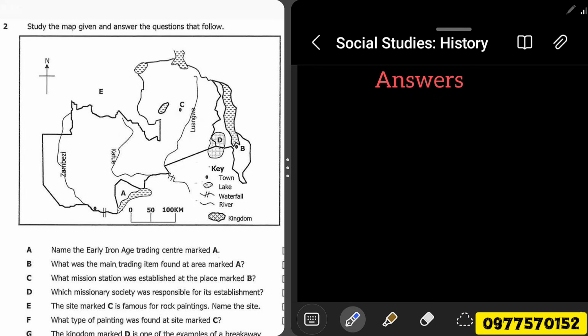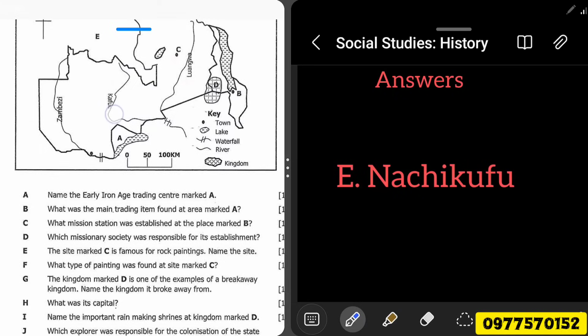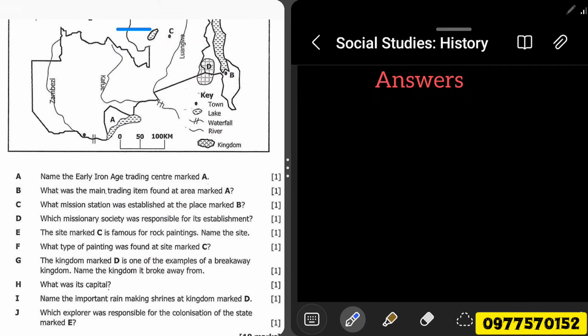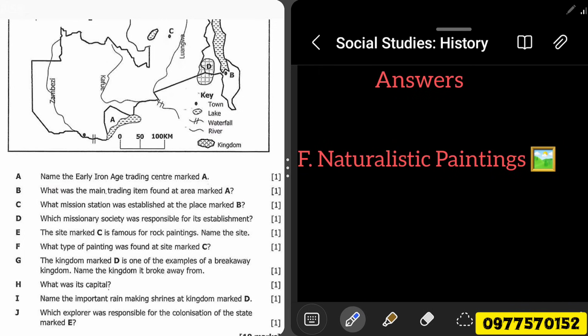Question E. The site marked C is famous for rock paintings. Name the site. That is Nachikufu Cave. The site is Nachikufu. We go to F. What type of painting was found at the site marked C? Those were the naturalistic paintings.